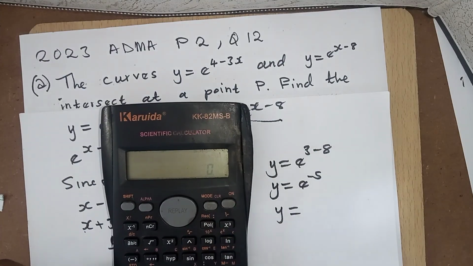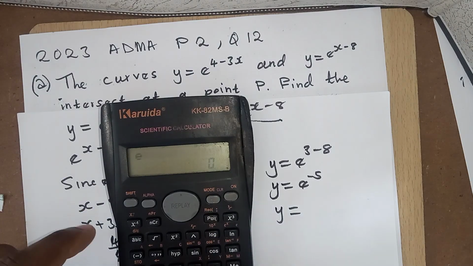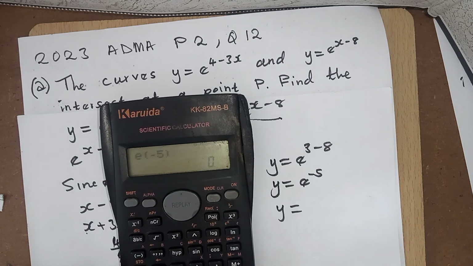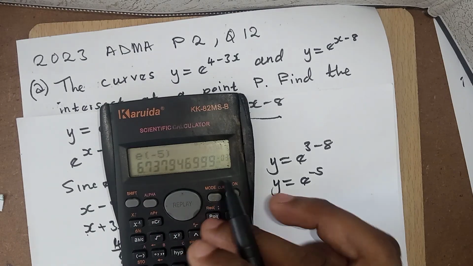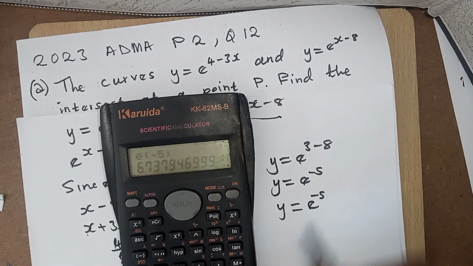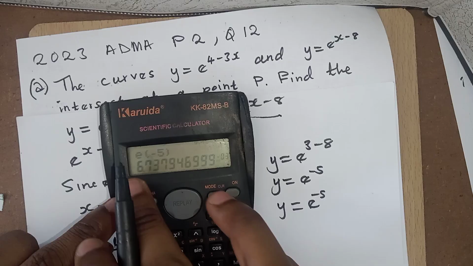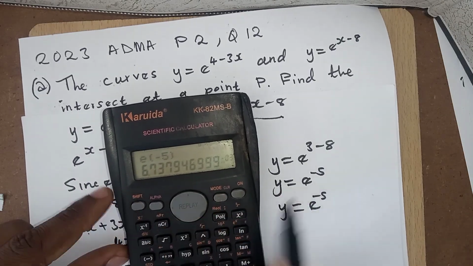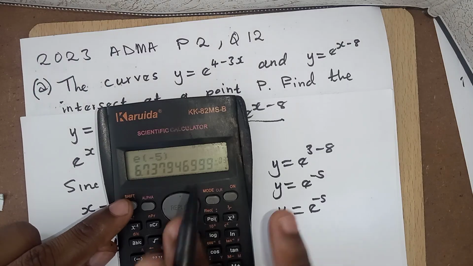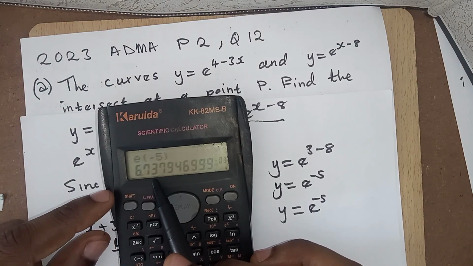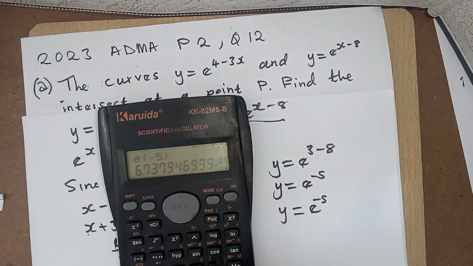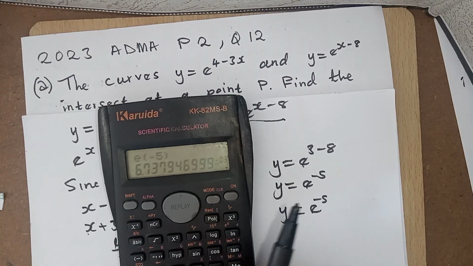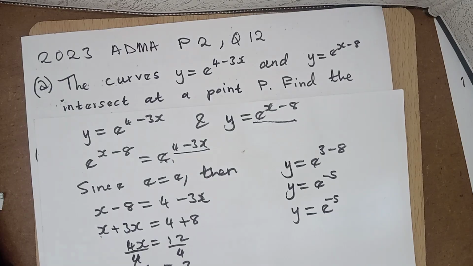So I can just have my e raised to the power negative 5. This is a very small number, so I think I'll just leave it like this. But you can get an estimate from your calculator by punching it in. As you can see, this is like 6.7379 and some numbers multiplied by 10 to the power negative 3. So that's 0.00, and then you have 6, 7, and these other numbers.